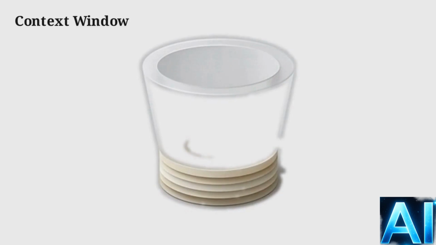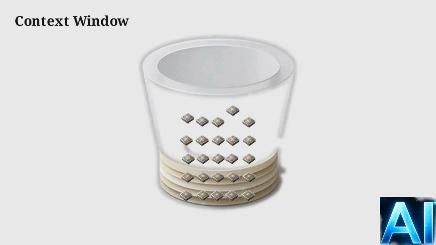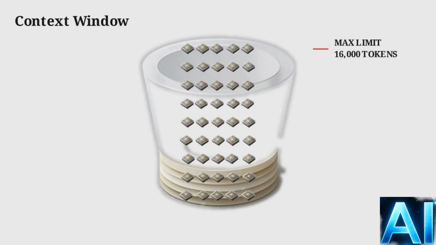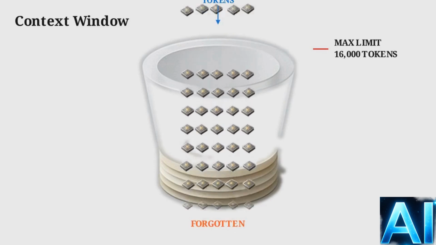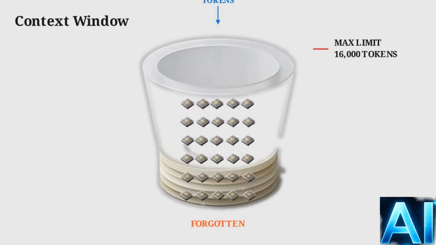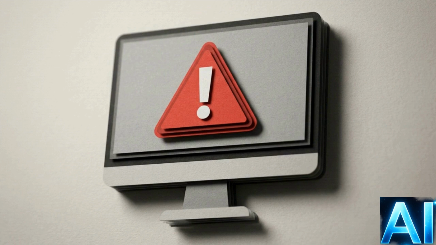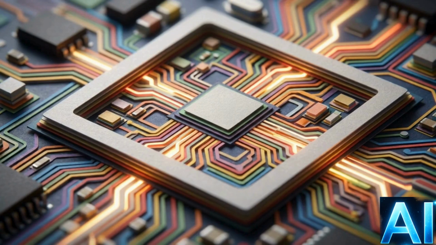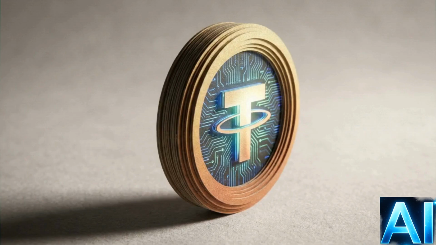Watch this transparent jar. As a conversation goes on, it slowly fills with colorful token blocks. Every model has a cap, maybe 16,000 tokens. Once completely full, squeezing new words in at the top pushes the oldest blocks out the bottom. This means AI amnesia is not a software glitch. It is a mathematical certainty caused simply by running out of token space.